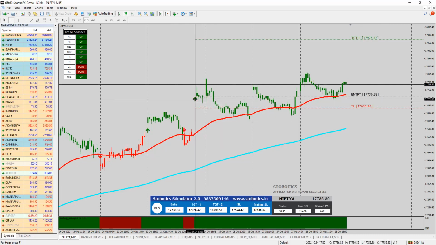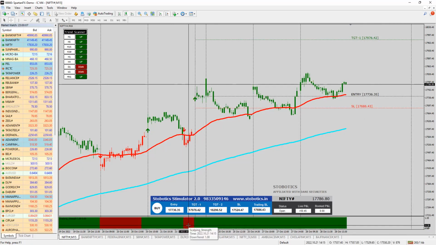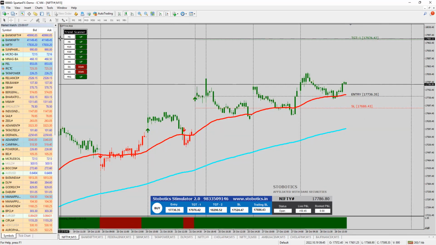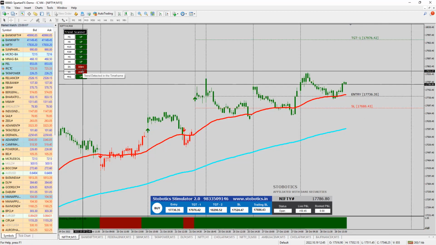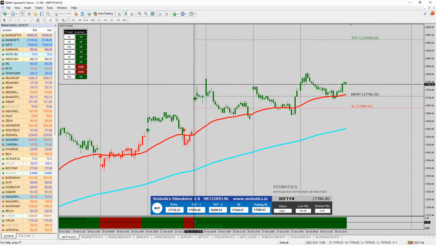17,736 over here. Okay. I will not buy this. Why will I not buy this? Because firstly, at the bottom there was a red indicator. And also over here, at that time the indicator was not completely on upside or downside. It was mixed. Okay. I will wait for this to turn green.